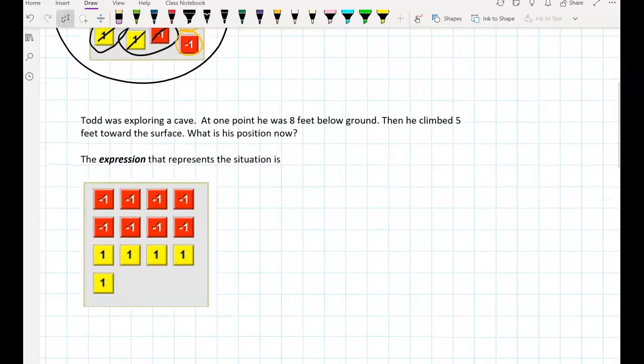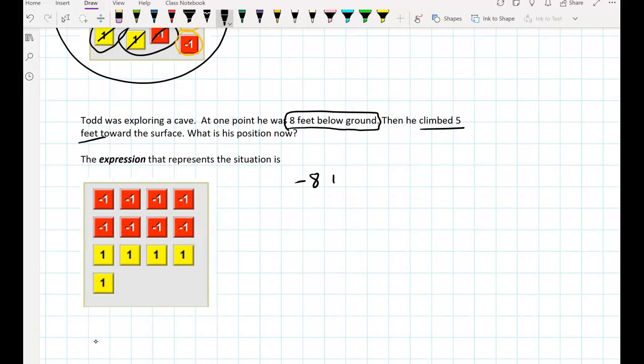Another practice one. Todd was exploring a cave. At one point, he was 8 feet below ground. Then, he climbed 5 feet toward the surface. What is his position now? So we have to come up with the expression, first of all, to represent that. If you're 8 feet below ground, that's a negative number. That's negative 8. But then when you climb 5 feet toward the surface, you are climbing up in a positive direction, so that's positive 5. And our diagram, you can see here, it's not quite as messy as the one in the previous picture, but our diagram has 8 negatives, and it has 5 positives.